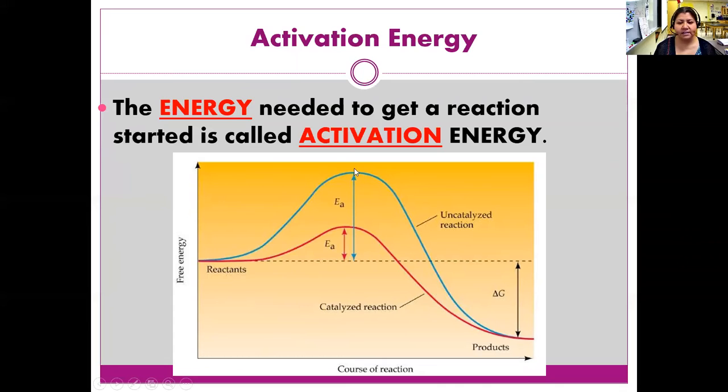So that EA is my activation energy. That green line is without an enzyme. If I had that piece of paper sitting there, maybe eventually it'll catch on fire. I don't know, probably not. So if I added an enzyme, something that lowers that activation energy, I don't need as much energy for that reaction to occur. And I'm still going to get the same product.